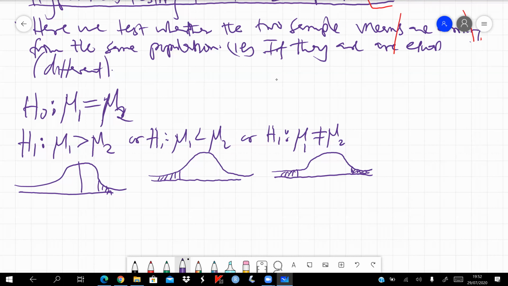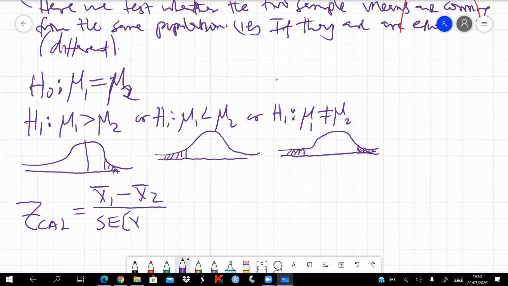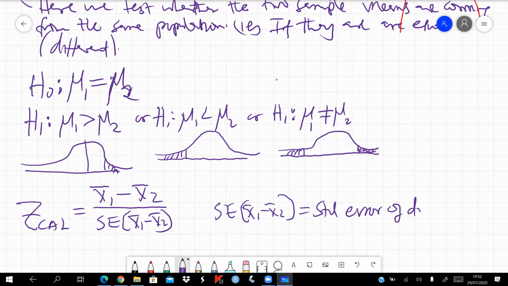Okay. So the other steps are the same, but now we also change how we compute our Z. Z calculated, we use the formula x bar 1 minus x bar 2 divided by standard error. X bar 1 minus x bar 2. So this is called the standard error for the difference of means.